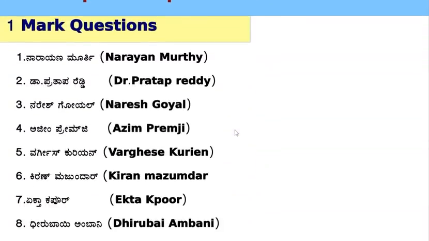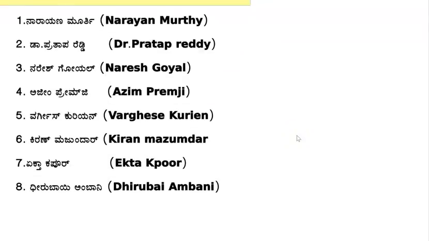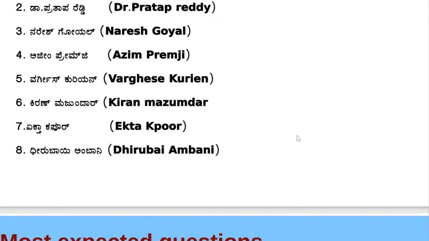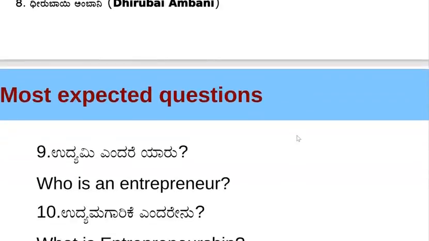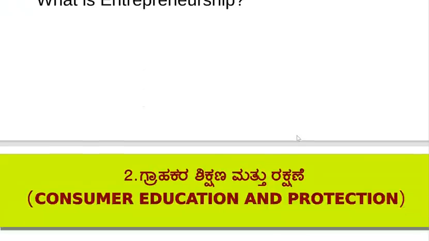1 mark questions. Do remember what is their role, who is the founder, for which company or which sector of business. Narayan Murthy, Dr. Pratap Reddy, Naresh Goyal, Azim Premji, Varghese Kurian, Kiran Mazumdar, Ekta Kapoor, Dhirubhai Ambani. Please remember what their roles are, so you can expect it in 1 mark. Who is an entrepreneur? What is entrepreneurship?